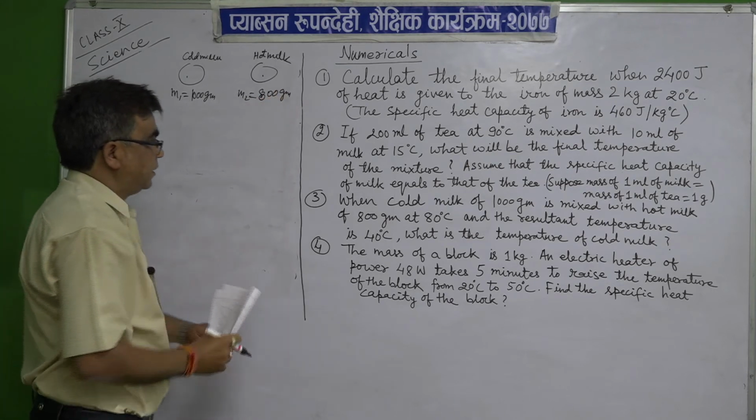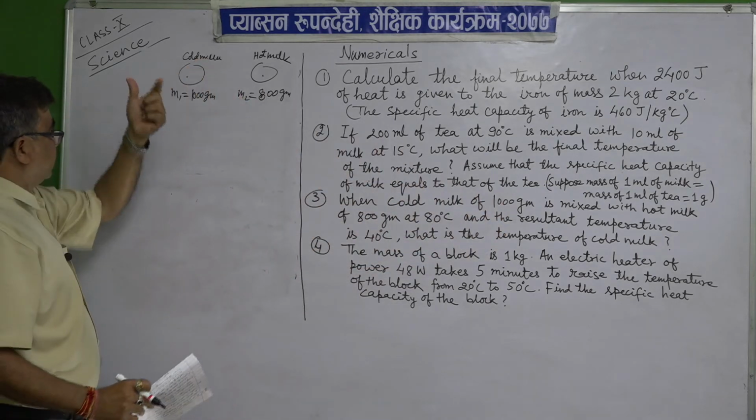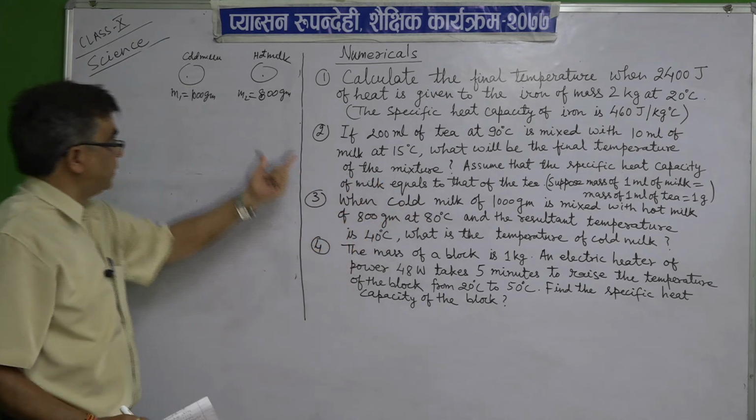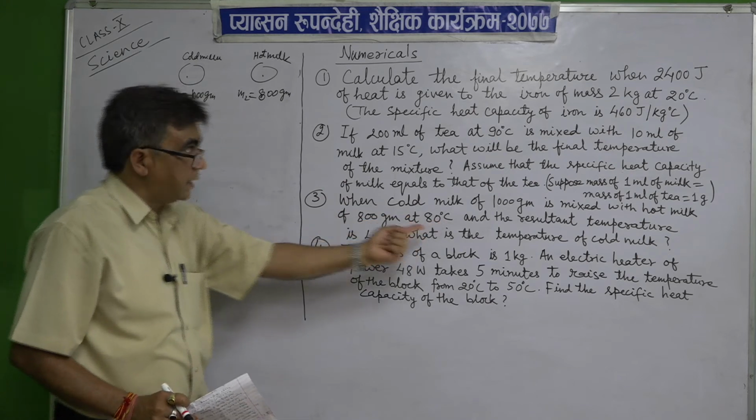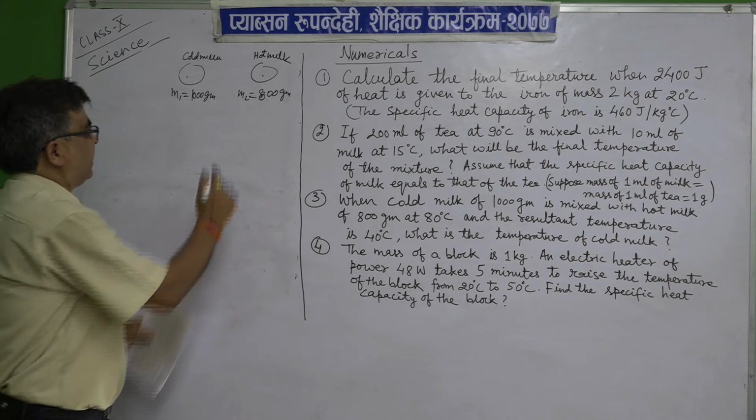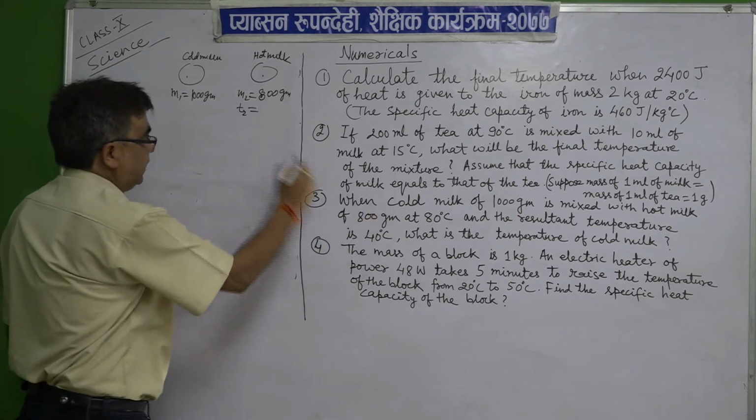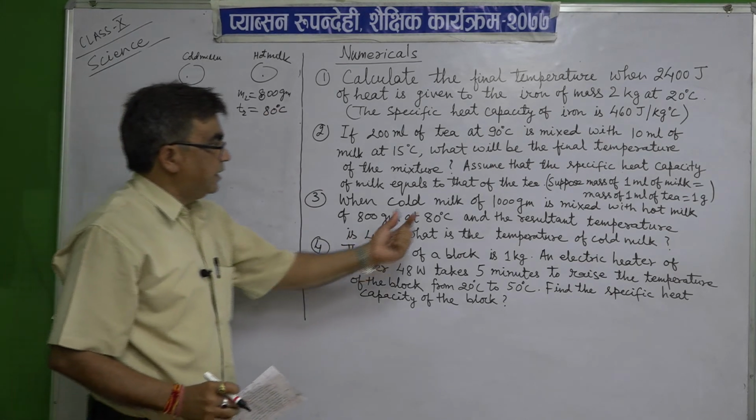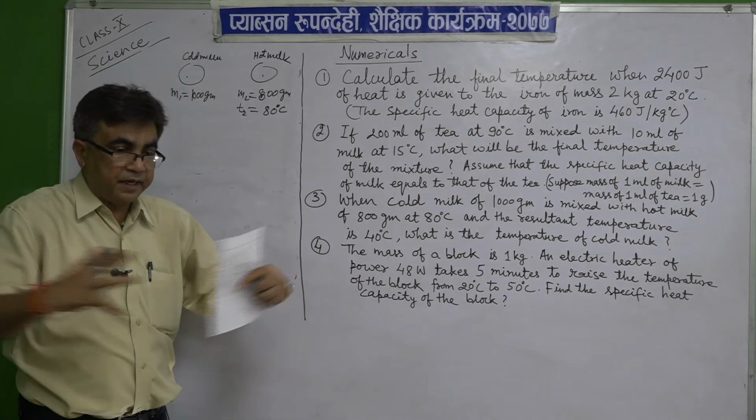Try to understand. When cold milk 1000 gram is mixed with hot milk 800 gram at 80 degrees centigrade, so hot milk's temperature is given. M2 I have written, so definitely I have to write T2. T2 is 80 degrees centigrade. And the resultant temperature is 40 degrees centigrade.